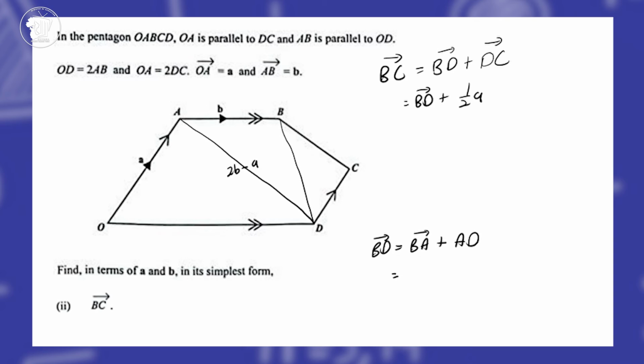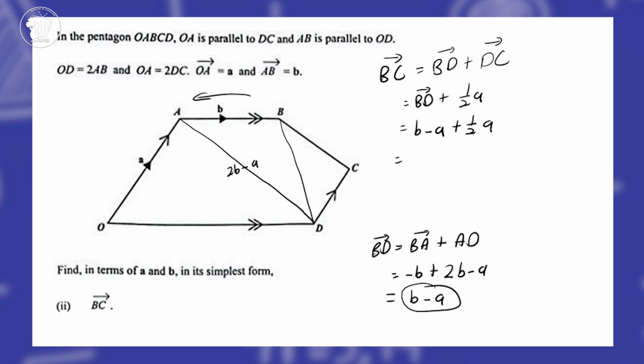So we know AB is equal to B. So we know BA, we're going in reverse, so it would be negative B. We know AD is equal to this thing that we found earlier, so this would be 2B minus A. So we can simplify this: negative B plus 2B would simply be equal to B minus A. So this here is what we put in for BD. So instead of BD, we'll have B minus A plus half A.